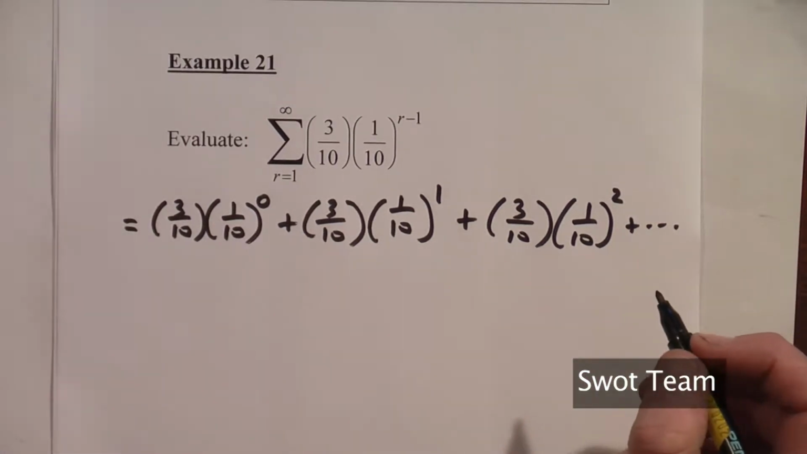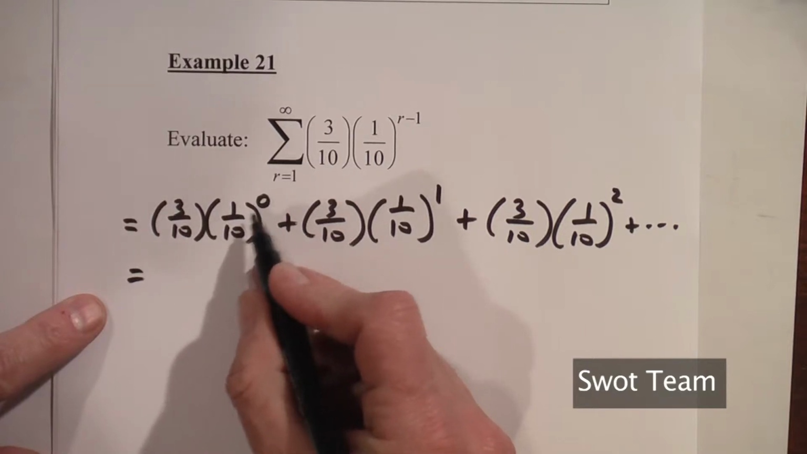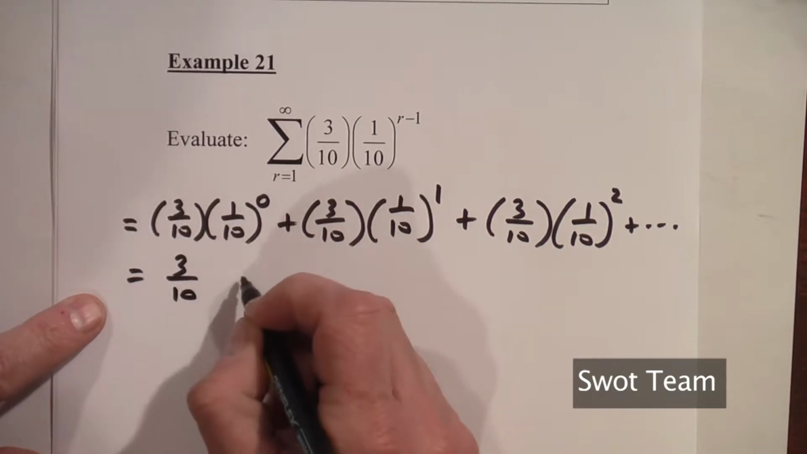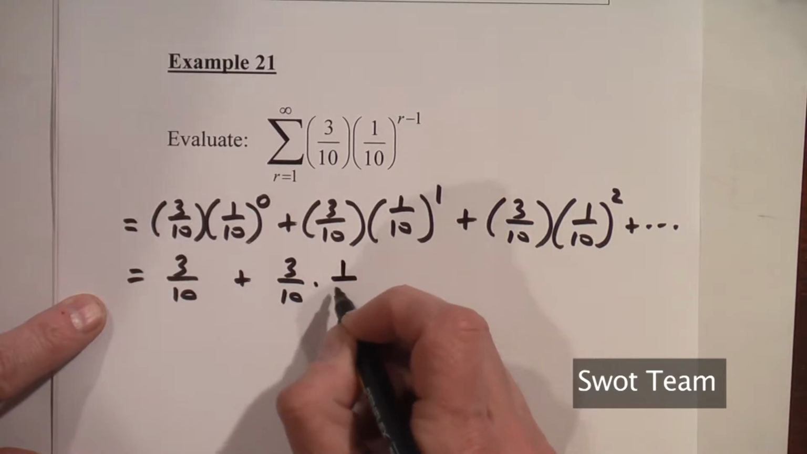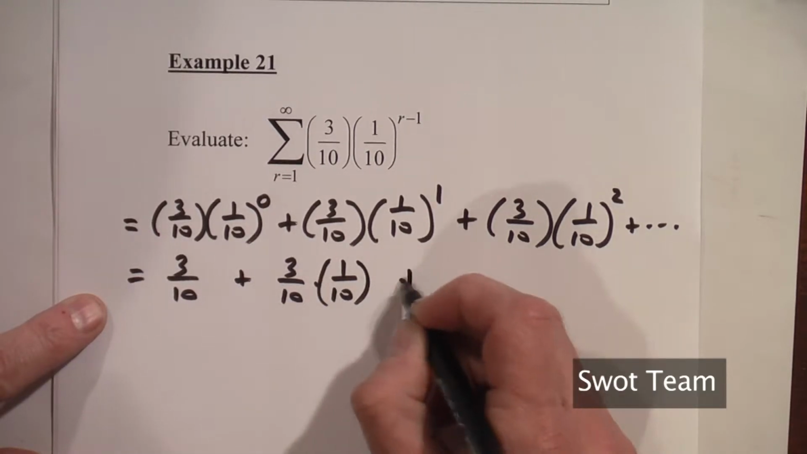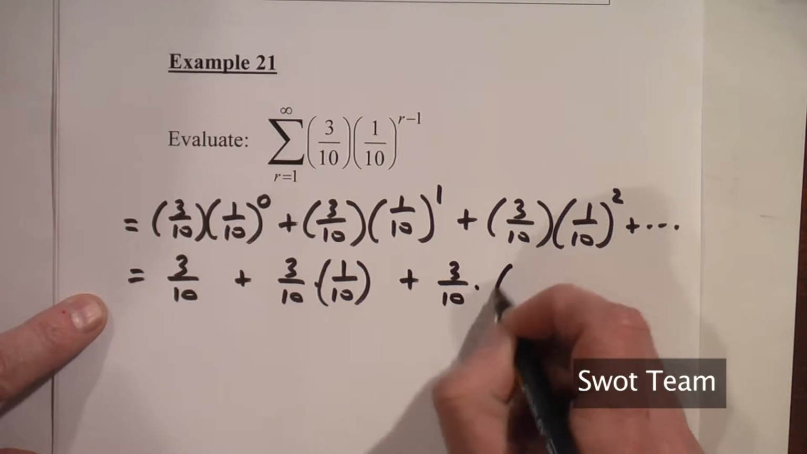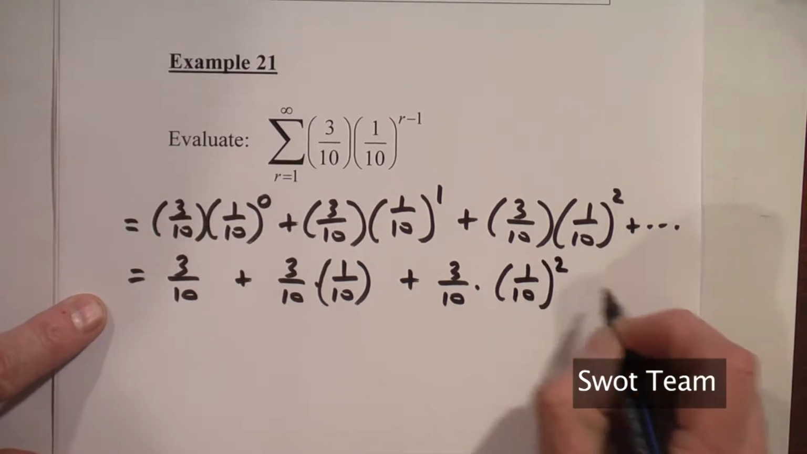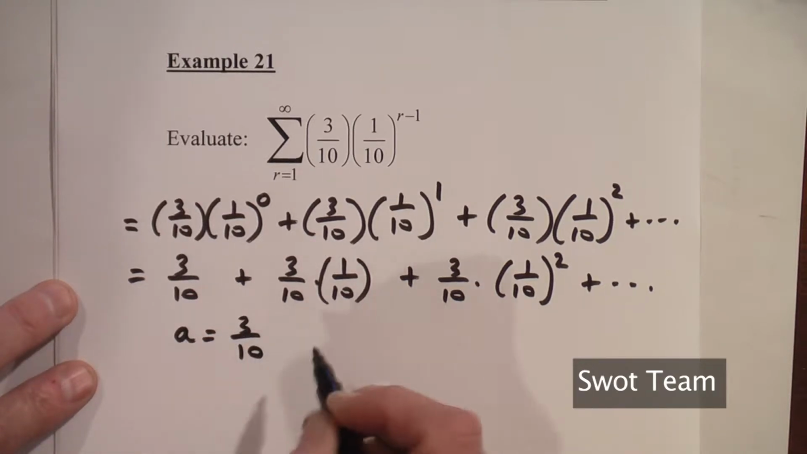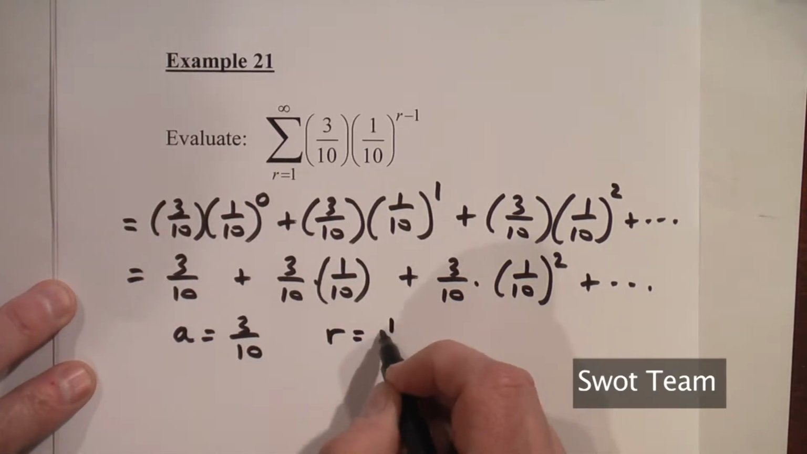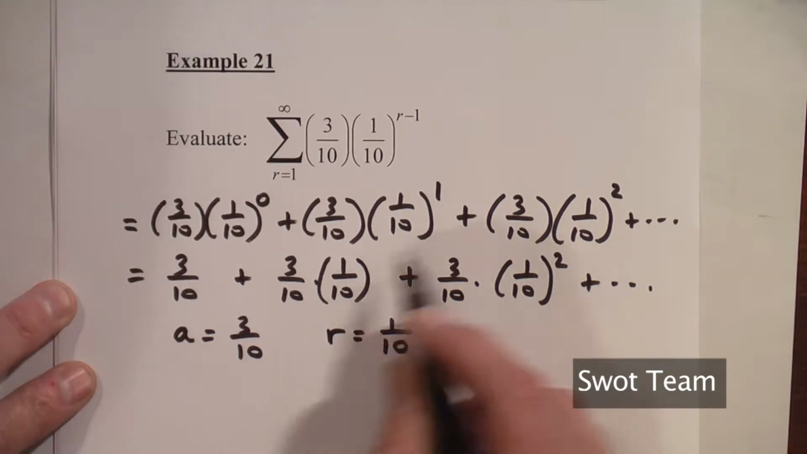Now, what do we know about that thing? Let's just tidy this up. That's going to be 1, so it's 3/10 plus 3/10 multiplied by 1/10, plus 3/10 multiplied by 1/10 squared, going on. It definitely means that the first term is 3/10. Now, what do you keep multiplying by? 1 over 10. That's quite easy.